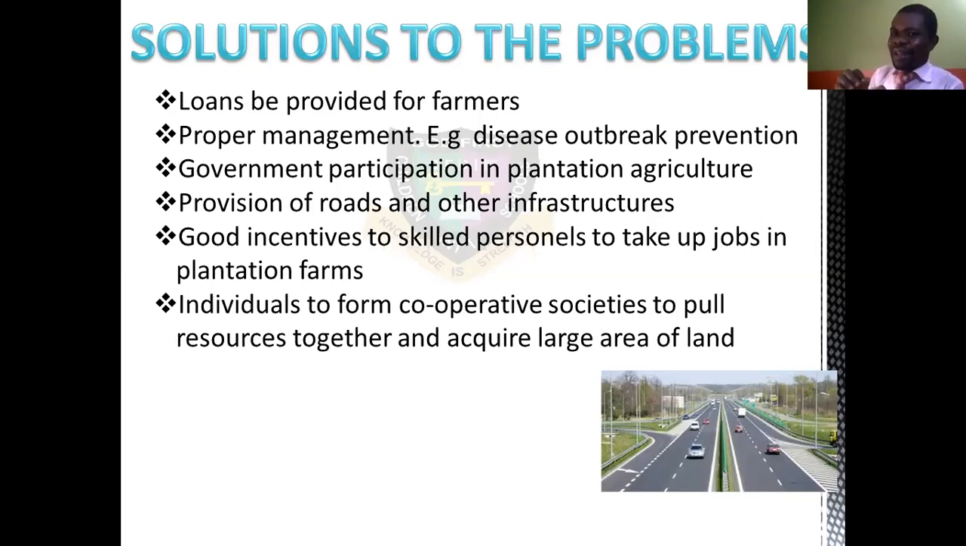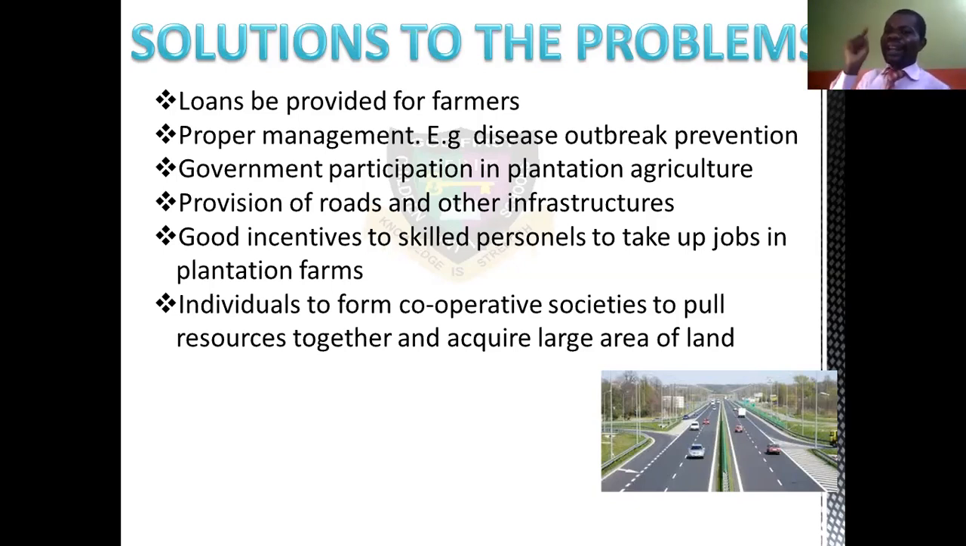Good incentive. People that know how to do this job, that are professionals, should be paid good money so that they will take up the job and manage it well. Don't just look for poor or cheap labor. You are not looking for professionals, you now look for cheap labor. Because of that, the plantation will begin to suffer.